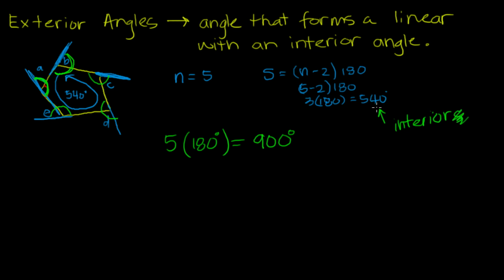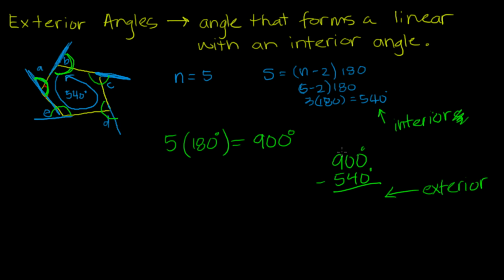So these guys right here are all the interiors. Now if I took the 540 and subtract it from the 900. Remember, the 900 is the interiors and the exteriors added together. If I took the 900, which is both the interior and the exterior, and I subtract the 540, if I subtract just the interiors, this answer right here will be the exterior angles.